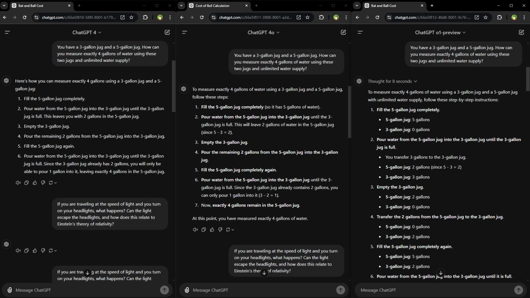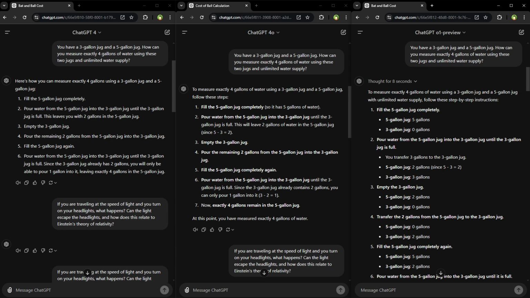The next question was, you have a 3-gallon jug and a 5-gallon jug. How can you measure exactly 4 gallons of water using these two jugs and an unlimited water supply? So all three answers are correct and follow the same process, but they vary in clarity and structure. Answer from ChatGPT-4 is clear and concise, but it skips adding the jug capacities during the steps, which may require the reader to visualize or do extra work to track the water amounts.